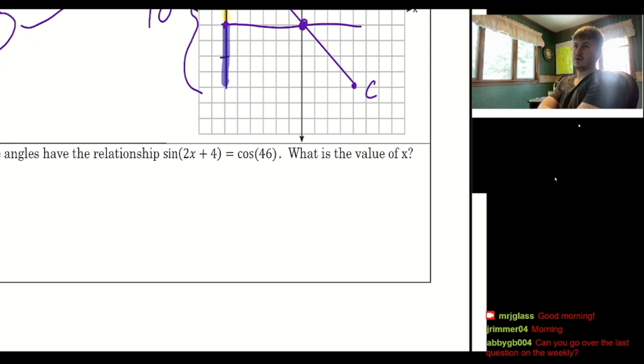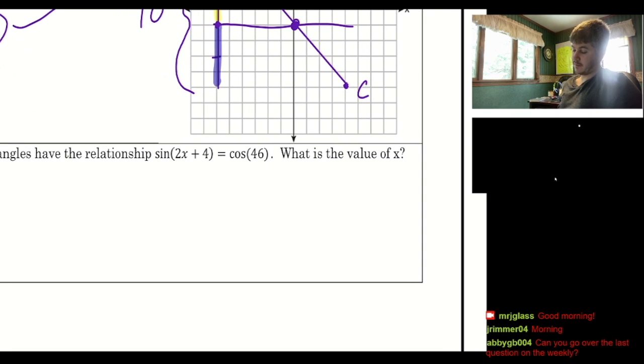So this goes into one of the rules with sine and cosine. It is that complementary relationship. It actually has nothing to do with SOHCAHTOA. It's more about the relationship between sine and cosine.